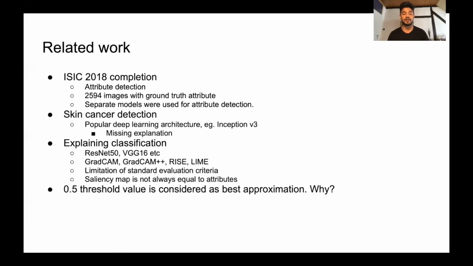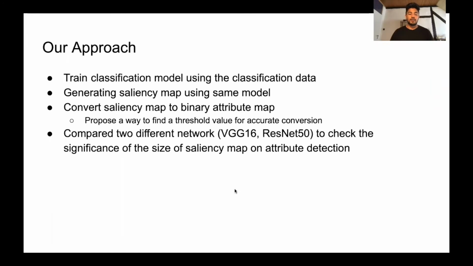So we decided to look at what threshold value can maximize the overlap between the saliency map and the ground truth. In our approach, we first trained a classification model using the classification data from the ISIC competition. Then we generated saliency maps using the same model, with Grad-CAM. And then we converted this saliency map to a binary attribute map, and we proposed a way to find a threshold value for accurate conversion.